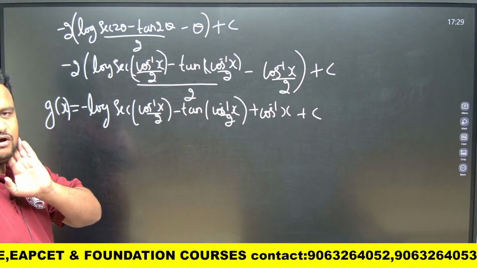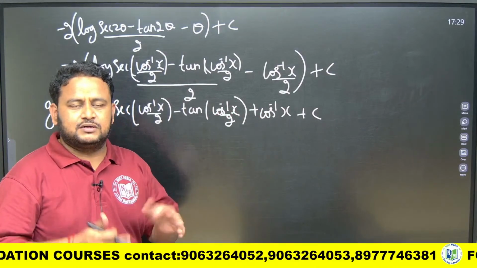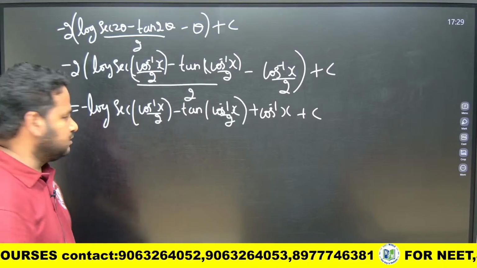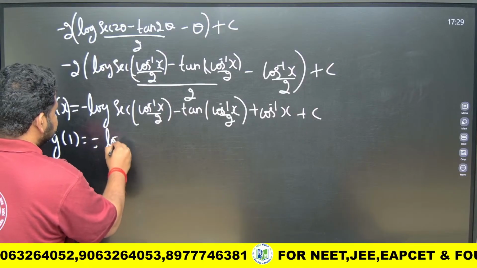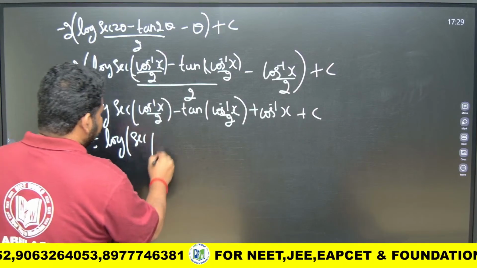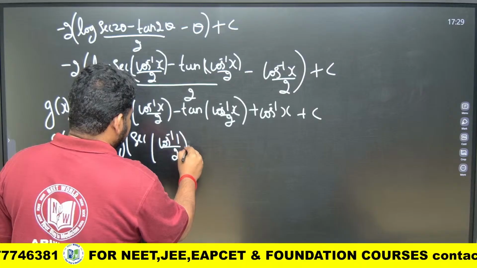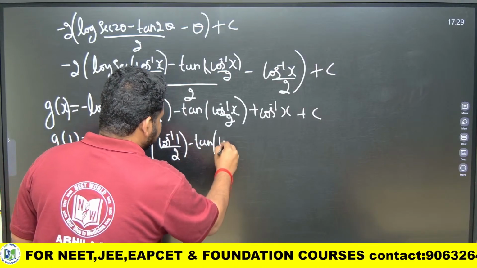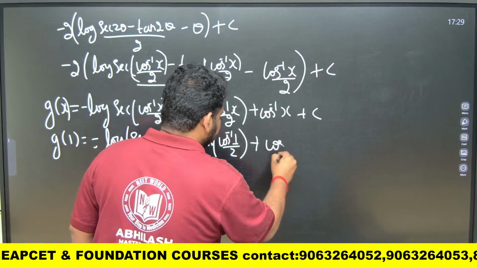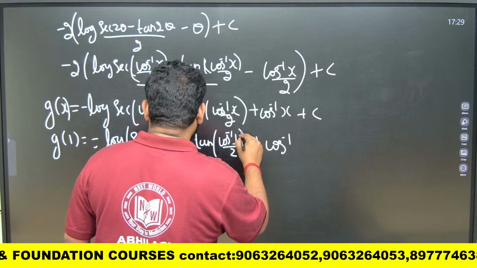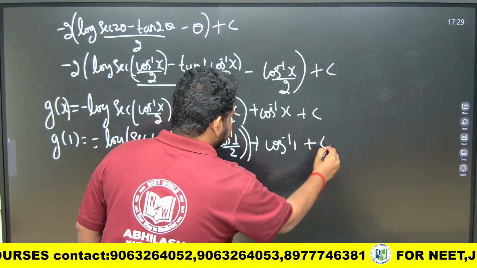Now I want to find the value of g of 1 by 2, but before that I have to find the value of the constant. To find the value of the constant, let me put x equal to 1. If I put x equal to 1, g of 1, I will get minus log of secant of cos inverse of 1 by 2 minus tan of cos inverse of 1 by 2, this entire thing within log, plus cos inverse of 1 plus c.